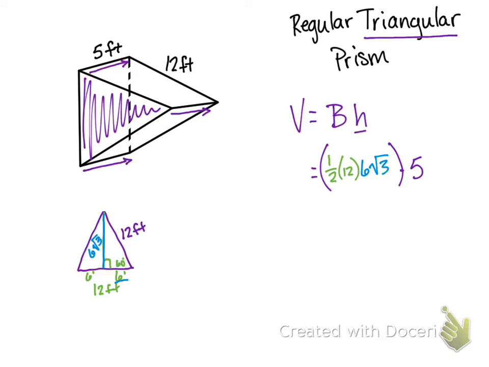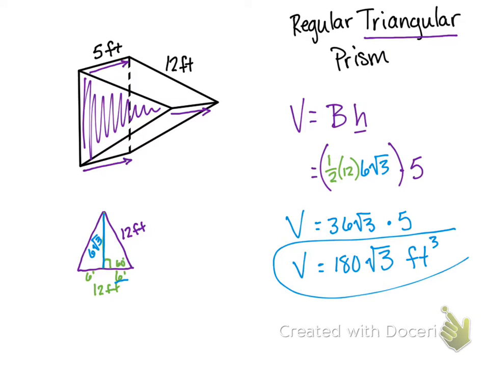Let's start doing some multiplication. So 1/2 times 12 is 6, times 6 is 36, times the square root of 3 is 36 square root of 3. And we're multiplying this by 5, so we need to know what 36 times 5 is, and that is 180. Square root of 3, and our units on this would be feet cubed. And that is how we find the volume of a regular triangular prism.